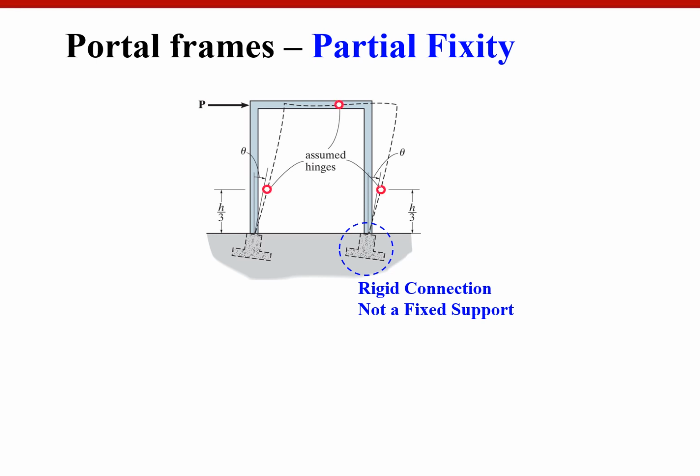Okay, in this case, we are going to have three inflection points total, one in the midspan of the beam and one at 1/3 height of each column. So that's total 3, one in the beam and one in each column. Okay, memorize it.